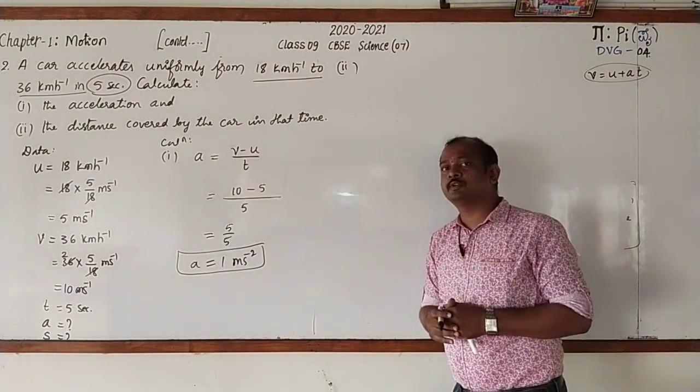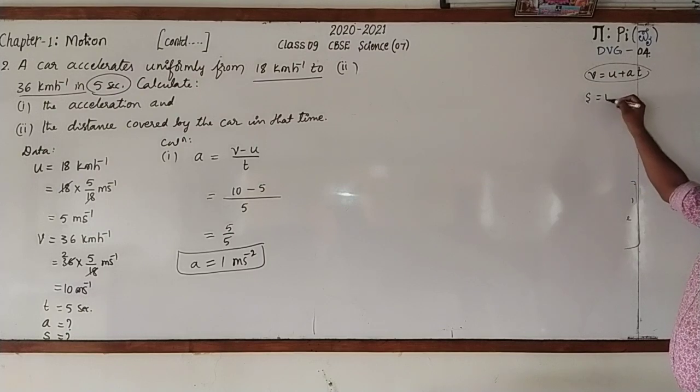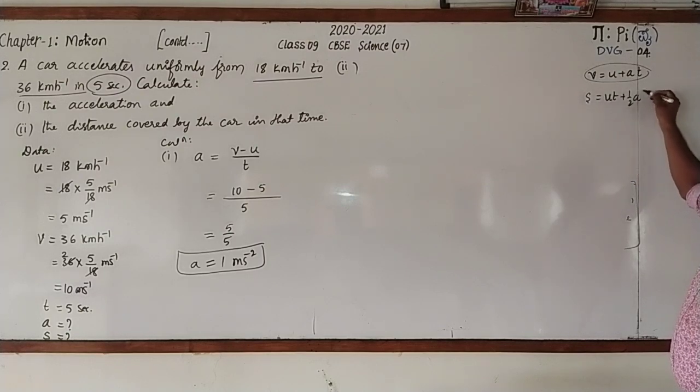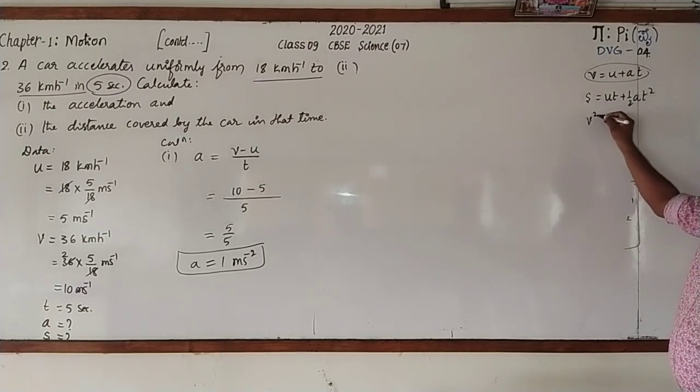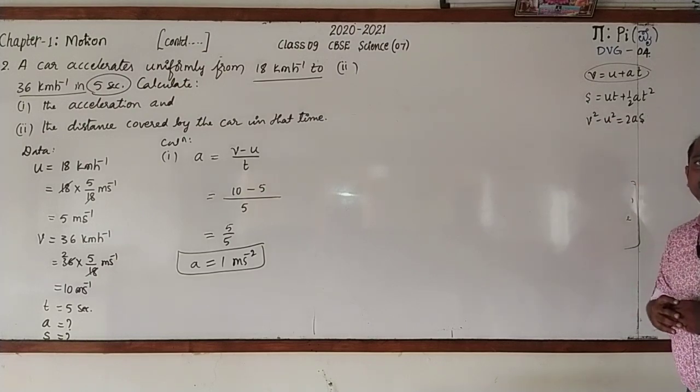What formula is to be used? To find the distance, we have two equations of motion. One is S equal to ut plus half at square. The second one is v square minus u square equal to 2as. Which one can be used?